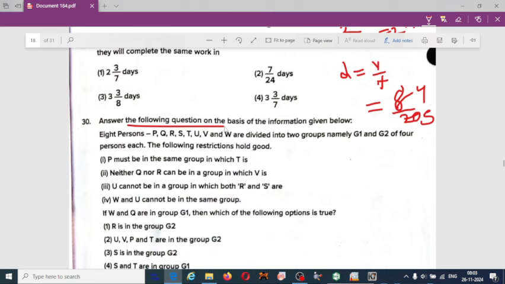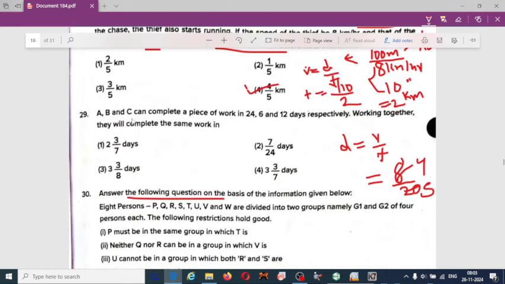Answer the following question. Next one. A, B and C can complete a piece of work in 24, 6 and 12 days respectively. They will complete the same work in how many days?